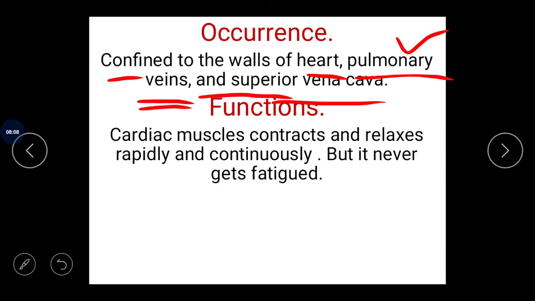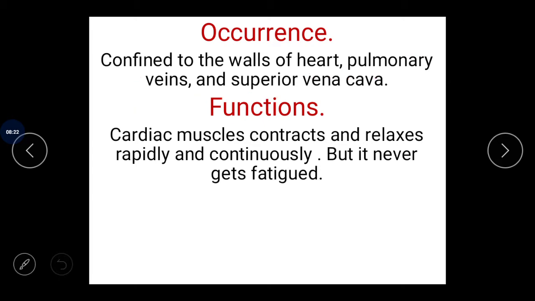So the superior vena cava is the blood vessel that receives the blood from the upper parts and drops this blood into the heart, and this is the blood vessel that is also made up of cardiac muscles. Now, what's the function? You know that these cardiac muscles contract and relax rapidly and continuously, but never get fatigued. They don't stop. They work 24 by 7.